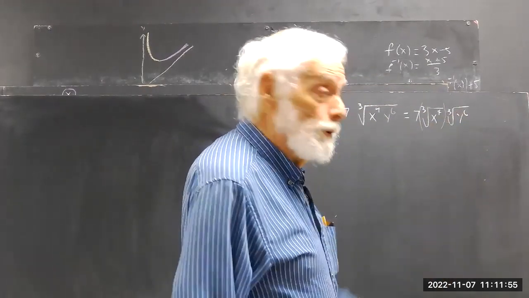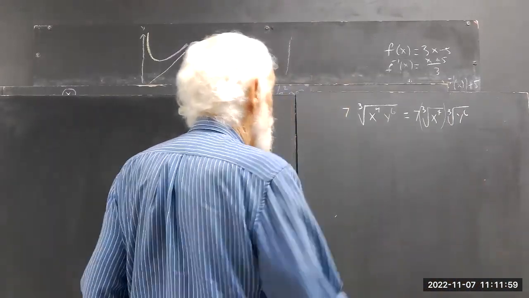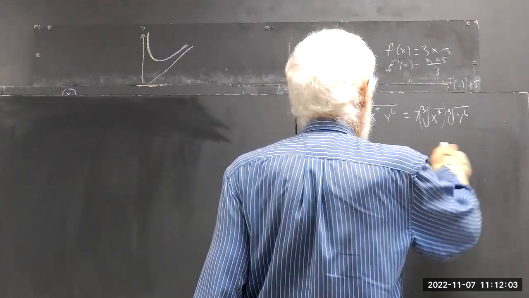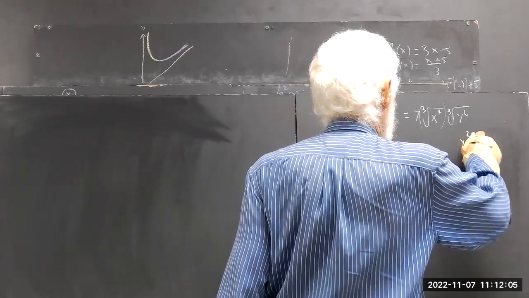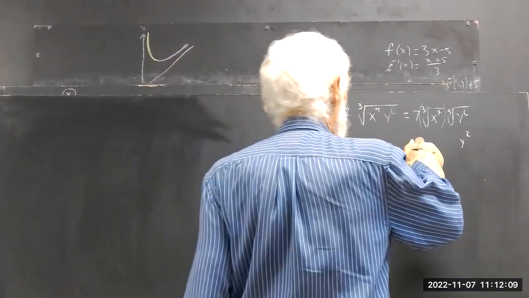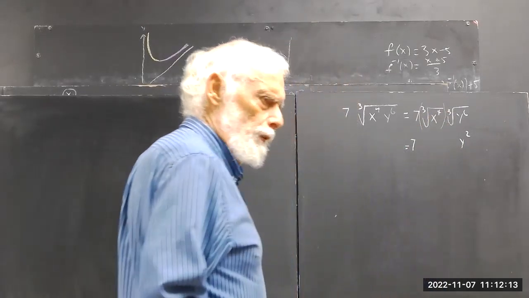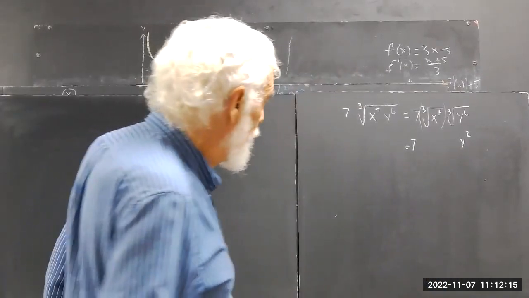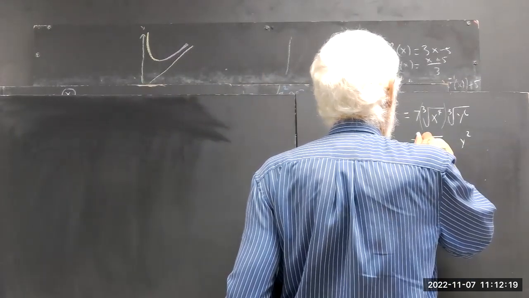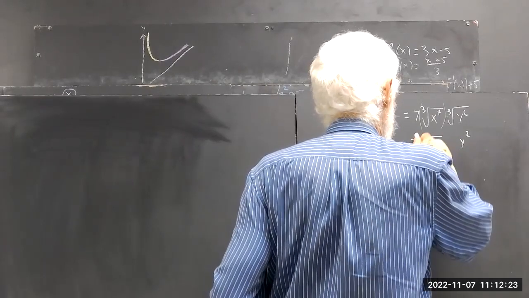Now, we understand the cube root of y to the 6th is y squared. So, I know already that I'm going to have a y squared. And the 7's still going to be here. What are we going to do about the cube root of x to the 4th? Well, I can write that as, in that 3 is too close to the 7.